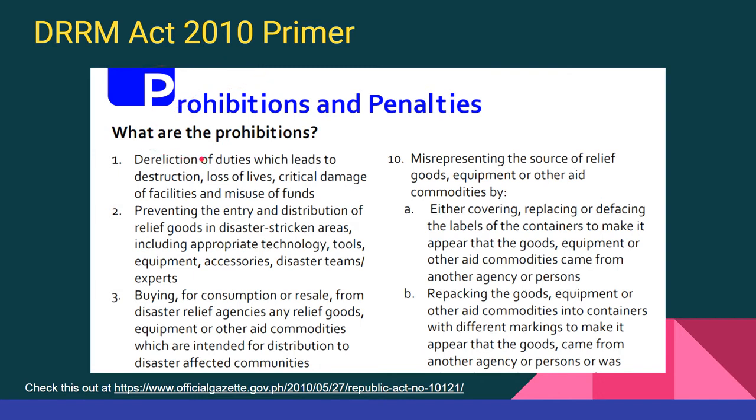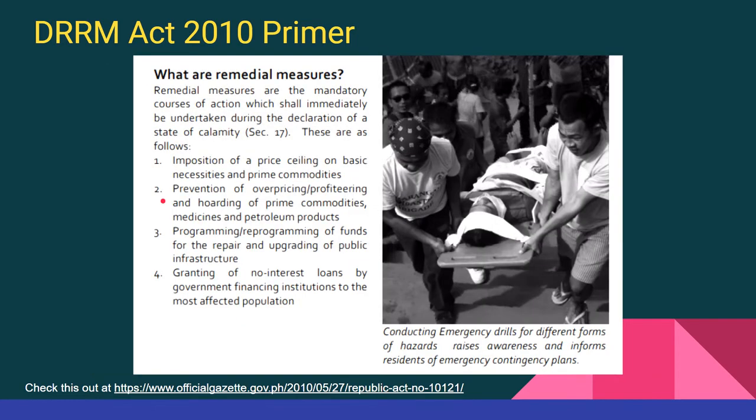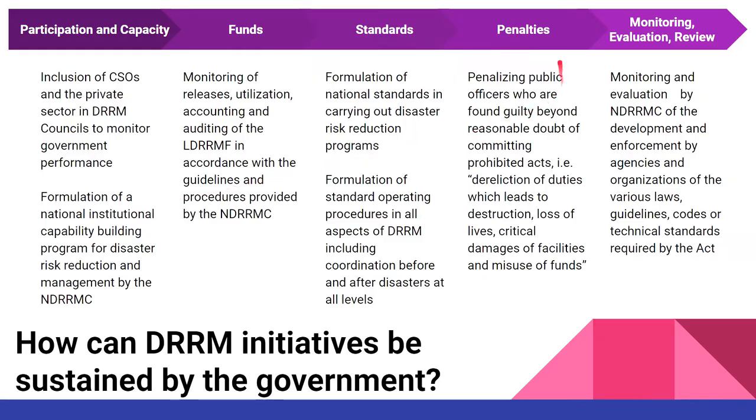Under the DRRM Act 2010, these are the prohibitions and penalties. Number one is the dereliction of duties or the abandonment of your post or negligence on your part, which leads to the destruction, loss of lives, critical damage of facilities, and misuse of funds. Okay, we've talked about this here.